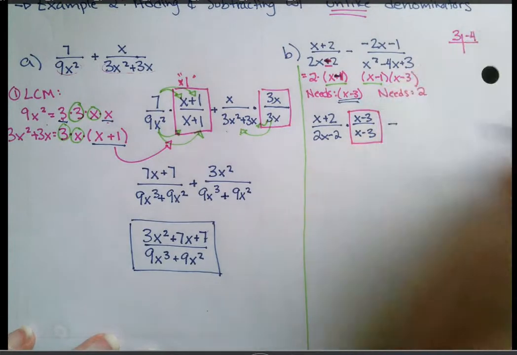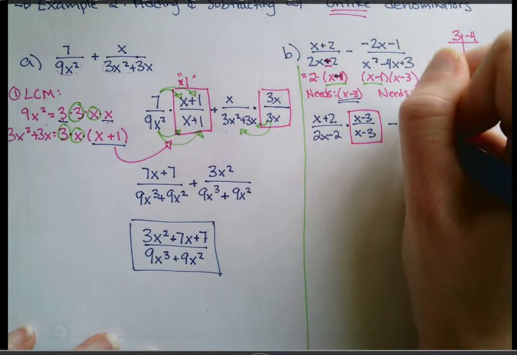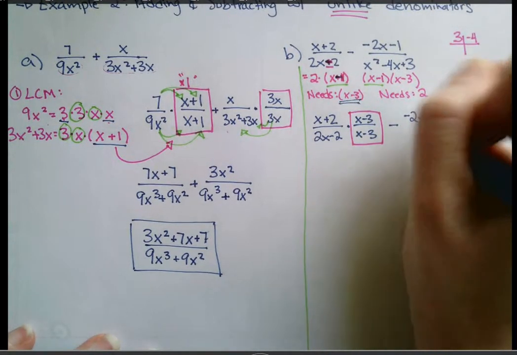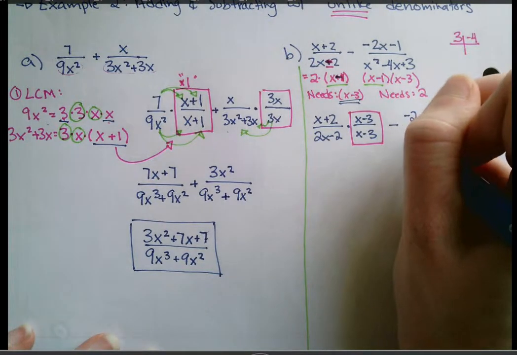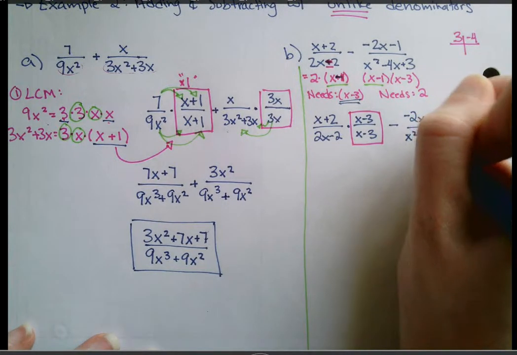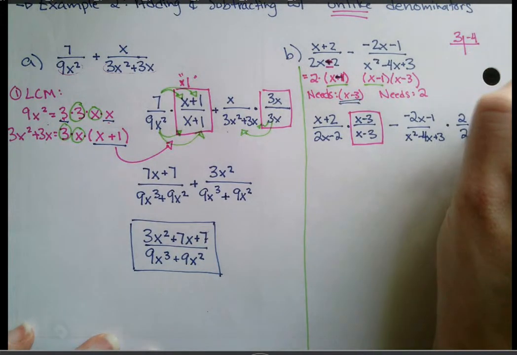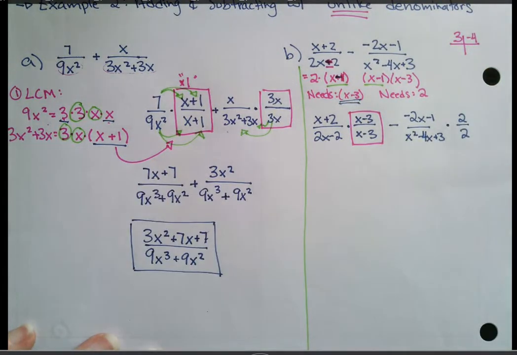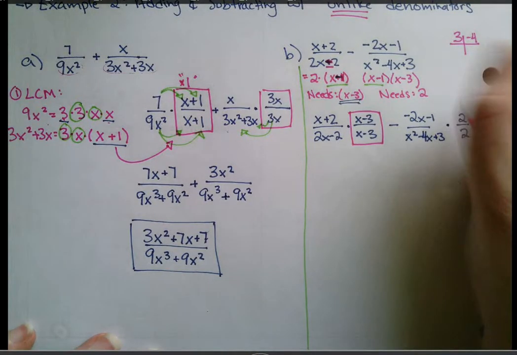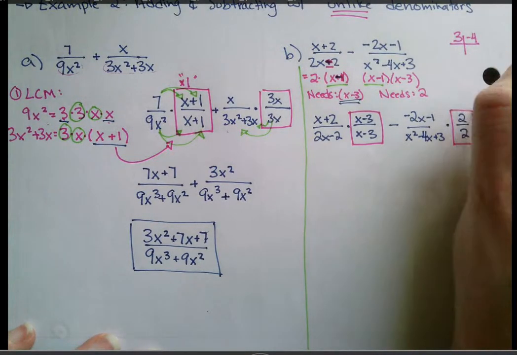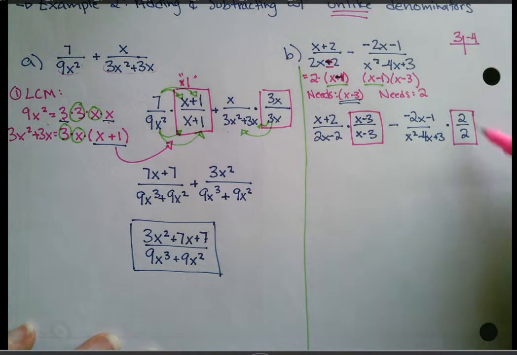Then I have minus, well, I have the negative 2x minus 1 divided by an x squared minus 4x plus 3 times a 2 over 2. So I think this is where it's a little bit easier to see that I'm actually just multiplying by 1, because 2 divided by 2 is a 1.